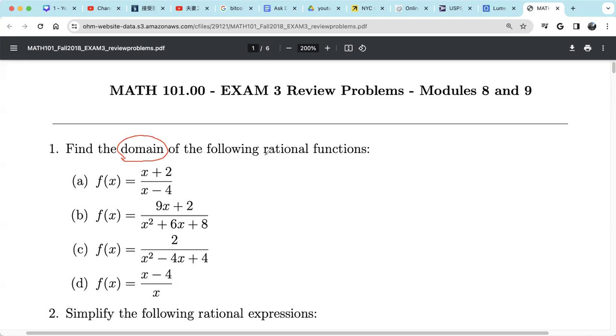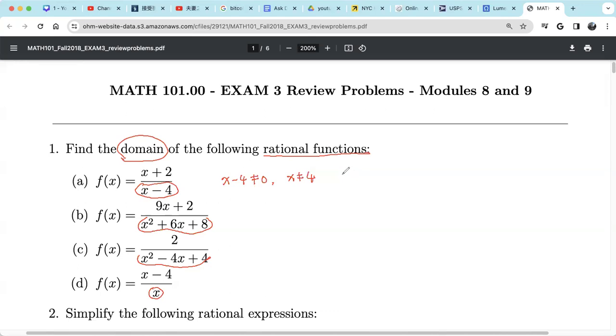So for rational functions, we consider the denominator. Okay, because the variable happens in the denominator. So sometimes the value of x could cause the denominator to be 0, which is a no in mathematics, right? So we just take the denominator and we say, okay, x minus 4 cannot be 0, not equal to 0. Then add 4 on both sides, that's x not equal to 4.